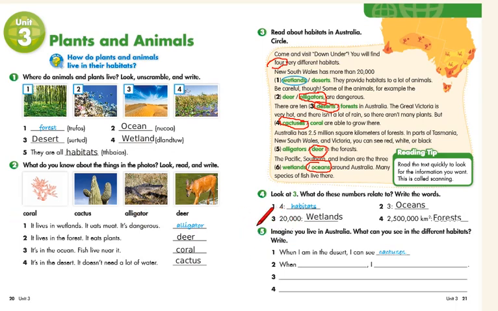Let's go to exercise 5. Imagine that you live in Australia. What can you see in the different habitats? Right. It says, when I'm in the desert, I can see cactuses. You are going to write 3 sentences based on this reading, okay? If you have questions, you can ask. We can talk via Cloud Campus, or you can write a message directly to my cell phone. Okay? Thank you.